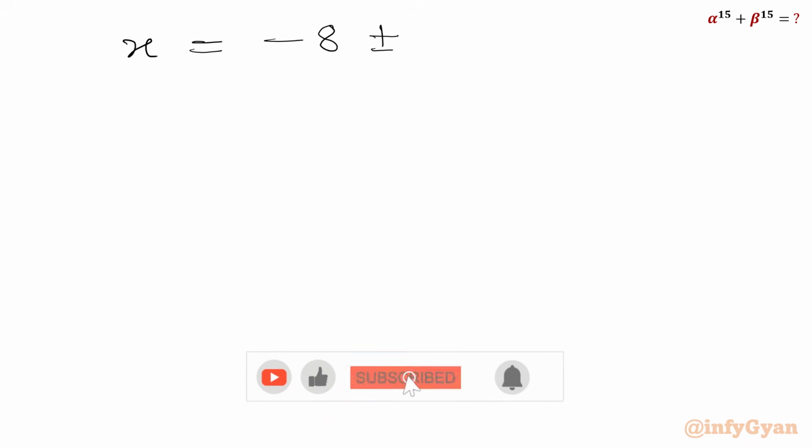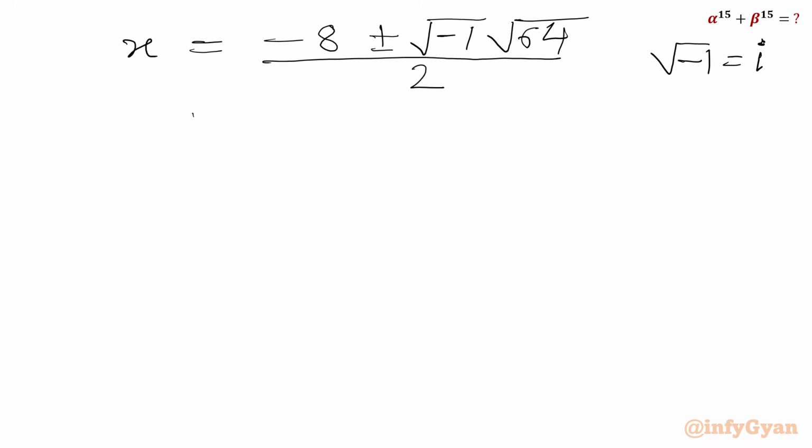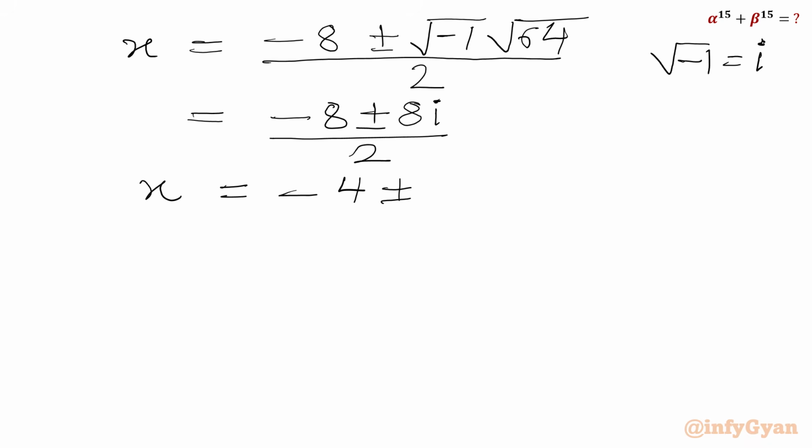Now we will write x equal to minus 8 plus minus square root of minus 64. We'll write square root of minus 1 times square root of 64 over 2. Now we know that square root of minus 1 is i, the complex number i. So I can write minus 8 plus minus, square root of 64 is 8, so we will write 8i divided by 2. So x we will get minus 4 plus minus 4i.